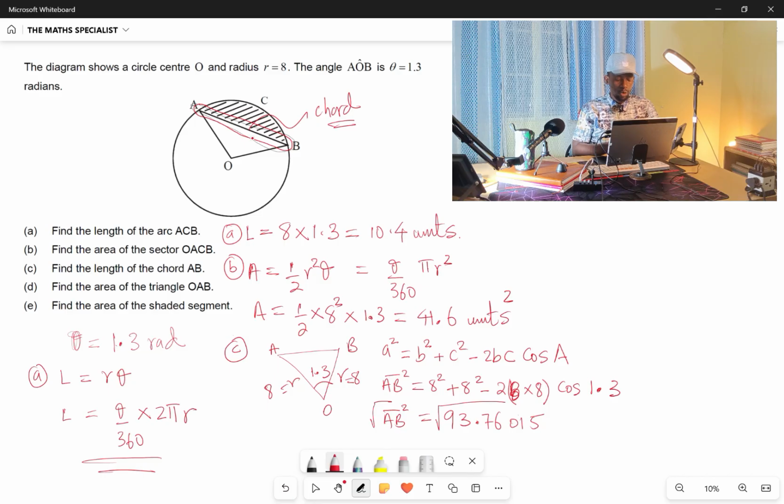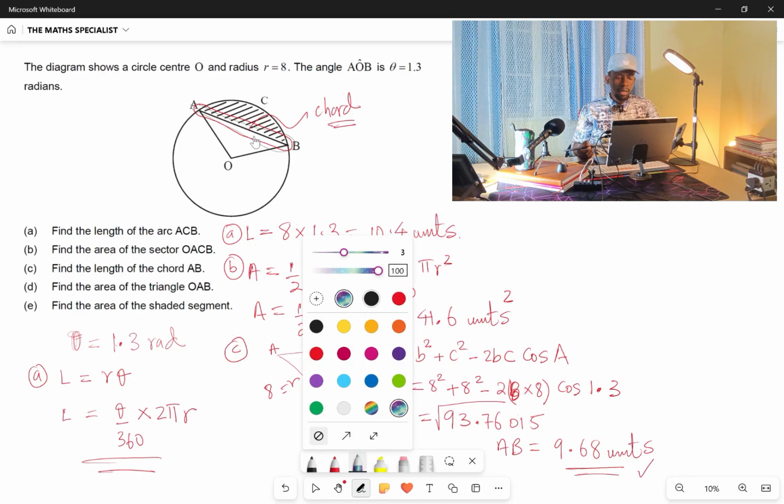So then I square root both sides of that answer, and finally I get AB, which is the length of the chord. It is 9.68 units.